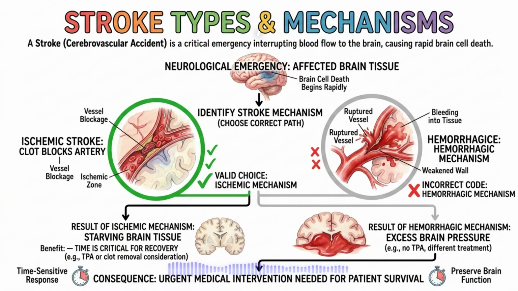A stroke, or cerebrovascular accident, is a critical neurological emergency where blood flow to a portion of the brain is interrupted. There are two main types of strokes, which are ischemic and hemorrhagic. An ischemic stroke occurs when a blood clot blocks a blood vessel in the brain, while a hemorrhagic stroke happens when a weakened blood vessel suddenly bursts and bleeds into the brain tissue. In both cases, brain cells begin to die rapidly, making time the most critical factor for patient survival and recovery.